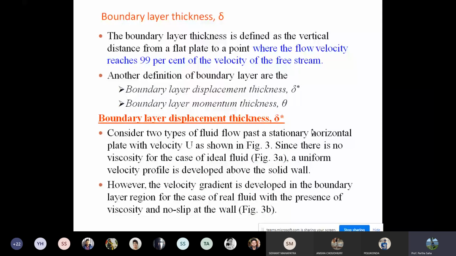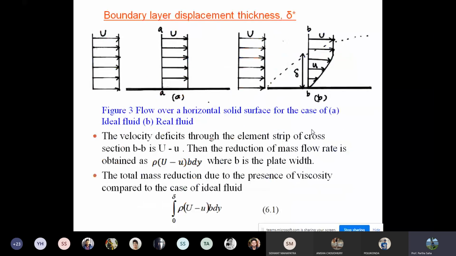What is the boundary layer displacement thickness delta star? Now, consider 2 types of fluid flow past a stationary horizontal plate, with velocity given by capital U, as shown in figure 3. Let me look at figure 3. In the first case, there is hardly any resistance offered by the solid wall, so the fluid velocity is constant, from the interface with the solid wall and as we move away from it, because there is hardly any resistance being offered.